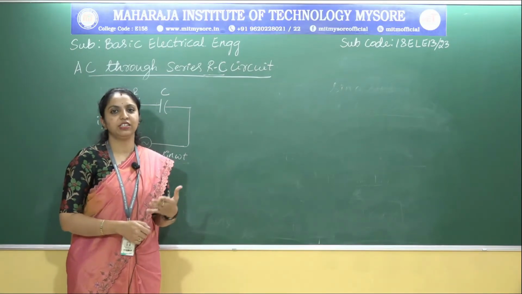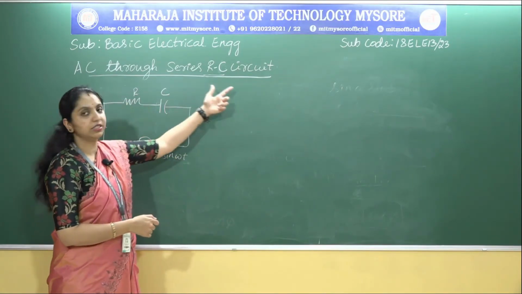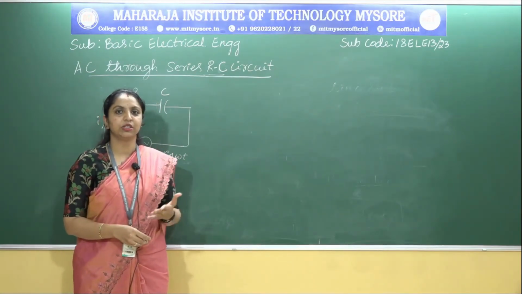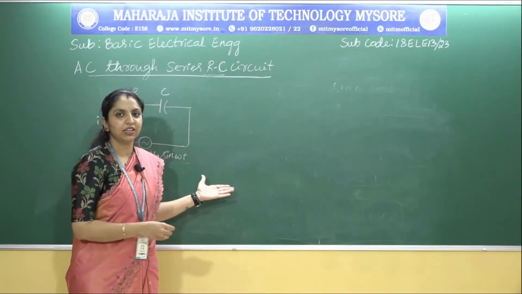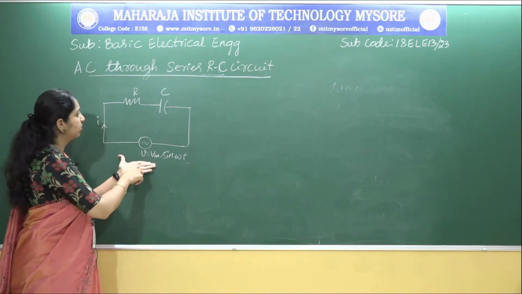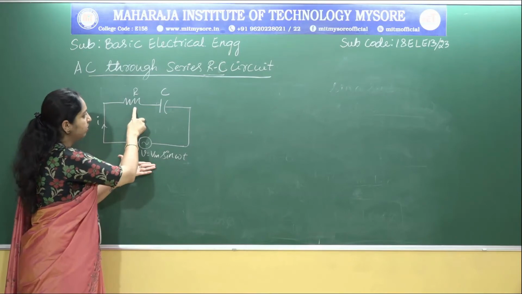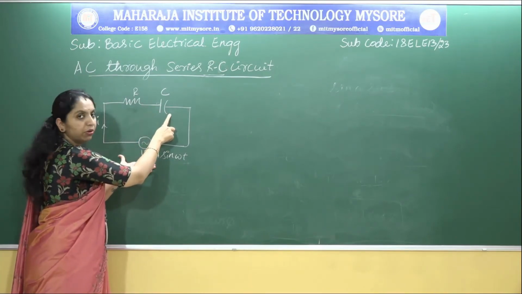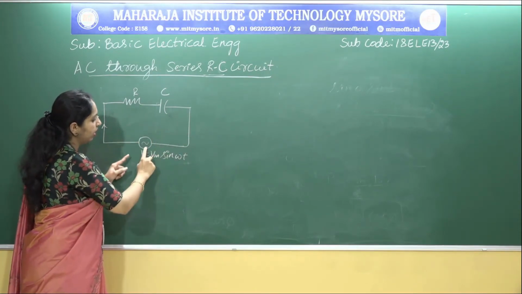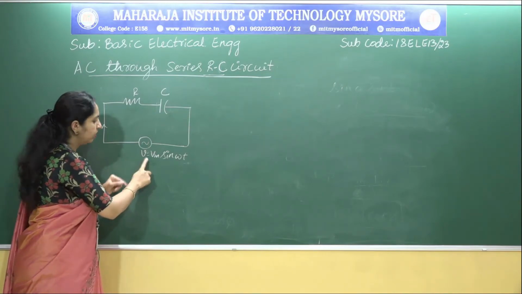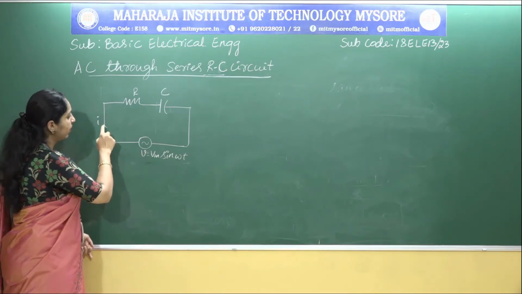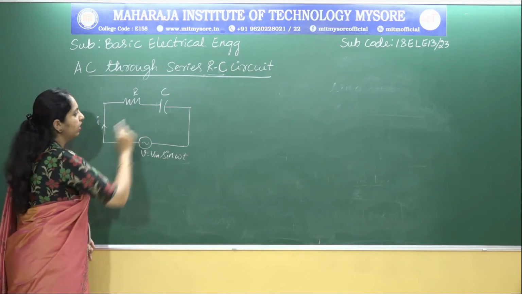Next we have AC through series RC circuit. In the previous topic I explained AC through a series RL circuit. Now we shall see the RC circuit. Look at the circuit. It consists of a pure resistance of R ohms connected in series with a pure capacitance of C farads. These two components are connected across the applied voltage V is equal to Vm sin omega t, and the same current flows through the resistance and capacitance.